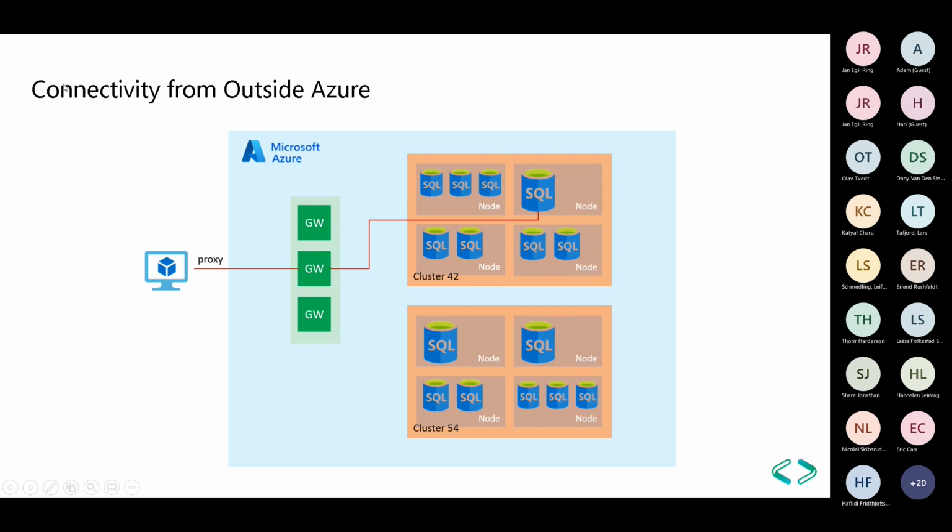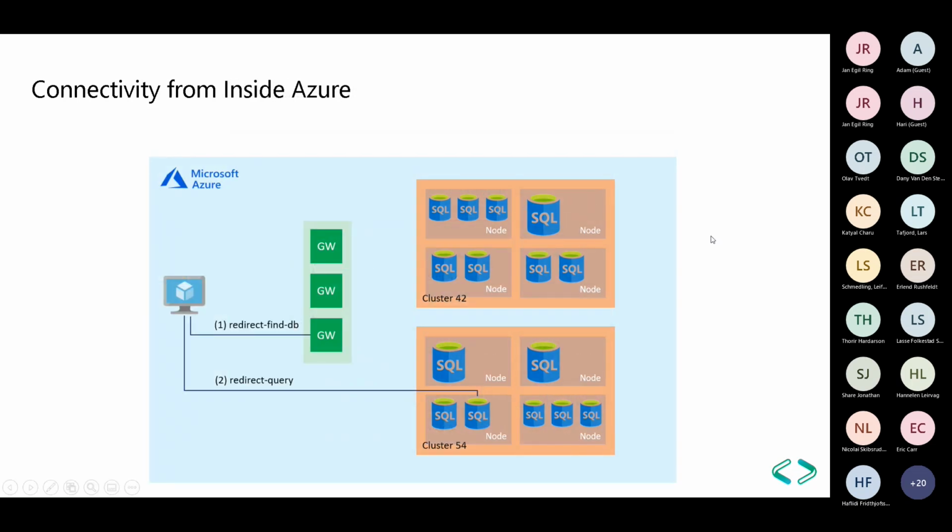Simple. If the connectivity comes from outside Azure, using the default option, the Azure SQL will decide to use the proxy option because the connectivity comes from outside Azure, so it's not so safe. But if the connectivity comes from inside Azure, from an application which is inside Azure, then the Azure SQL will decide to use the redirect option. Azure SQL considers a connection coming from inside Azure as being safer than a connection coming from outside Azure.